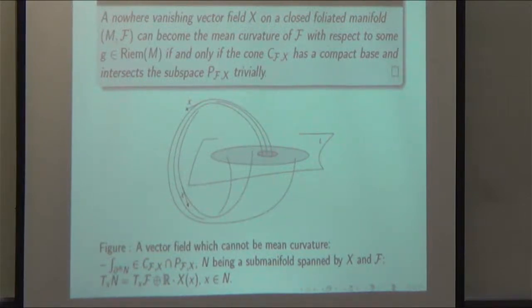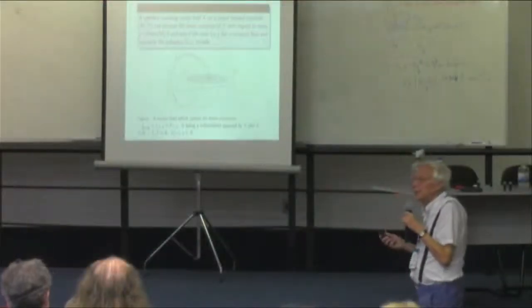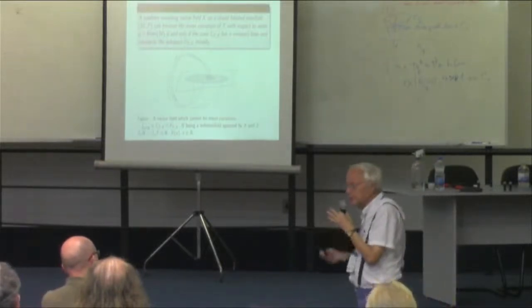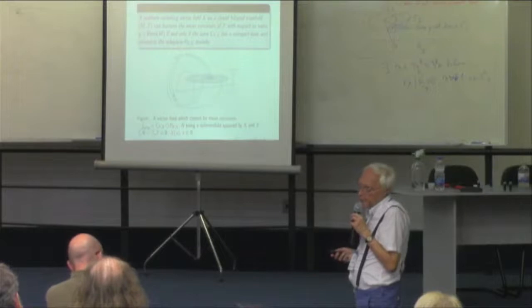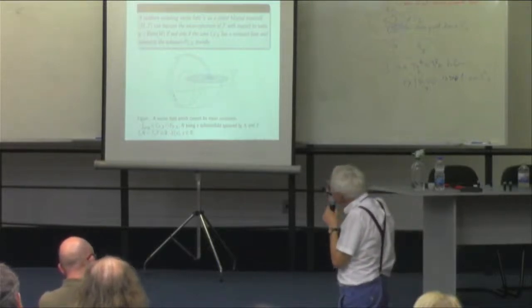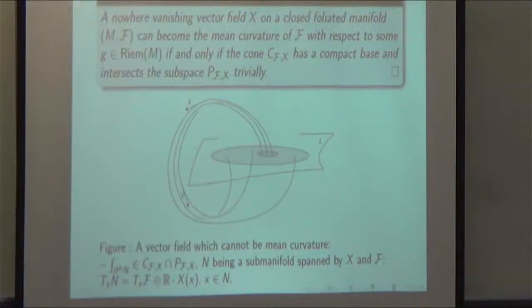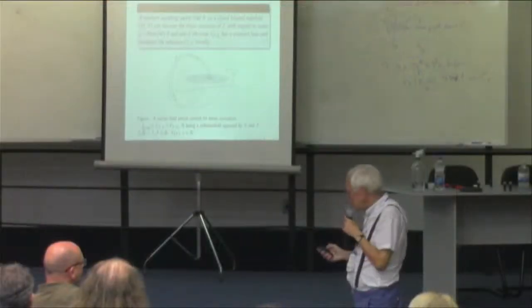Now here we can see a vector field which cannot become a mean curvature. This comes from the fact that the mean curvature vector field, with a suitable sign, plays the role of the gradient of the volume on the leaves. So if a small domain is mapped by the flow of the vector field X to a larger domain containing the small one inside, then something like that cannot happen for mean curvature. But of course, situations like that exist. I mean, vector fields satisfying something like that do exist.